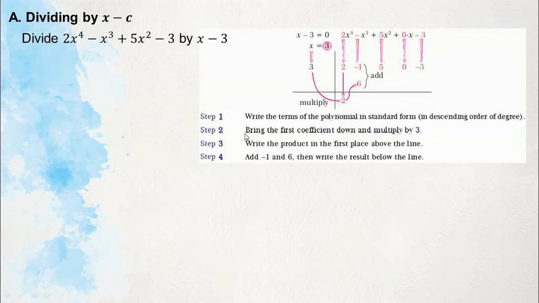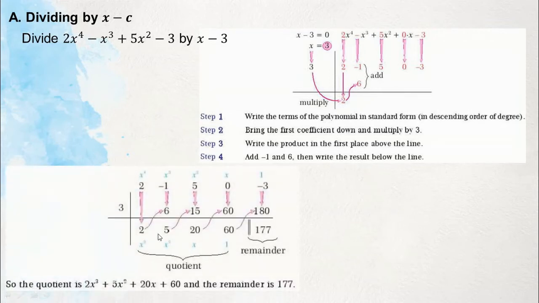Okay, and then step 2, you need to bring the first coefficient down and then multiply by 3. So you put the 2 down, and then you multiply by 3. 3 multiplied by 2 gives 6. You need to add minus 1 plus 6, and then write the result below the line. So it will be like this: 3, 2, 6, minus 1 plus 6 is 5. 3 times 5 is 15. And then the result 20.